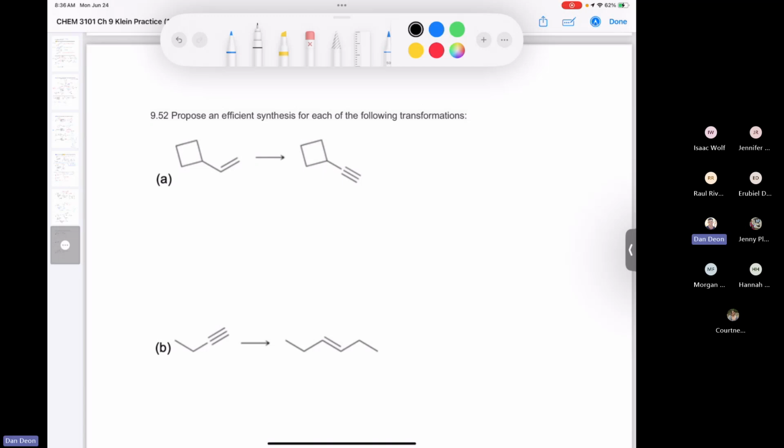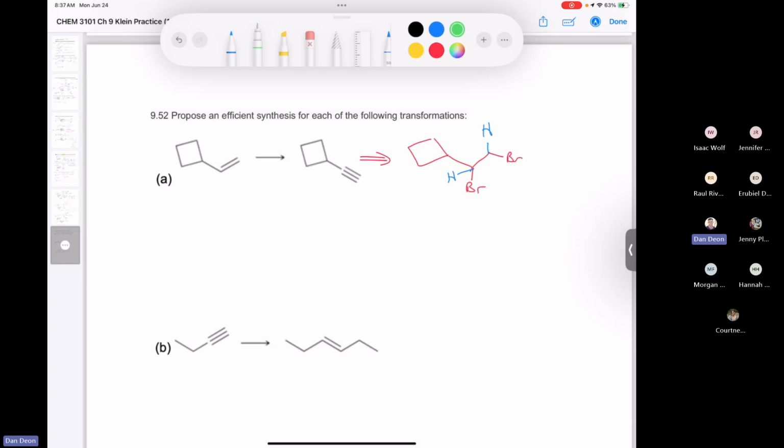Let's see here. The next one, we're taking this alkene and we want to convert it to an alkyne. And so really the only feather we have in our cap for this would be, I hate drawing 4-membered rings, but anyhow, if we treated it with bromine and then made the dibromo compound, then we could do a double elimination. So if we had this compound where you had a bromine on each end, you could do one elimination with this proton, you could do another elimination with this proton, and that would give you the triple bond.